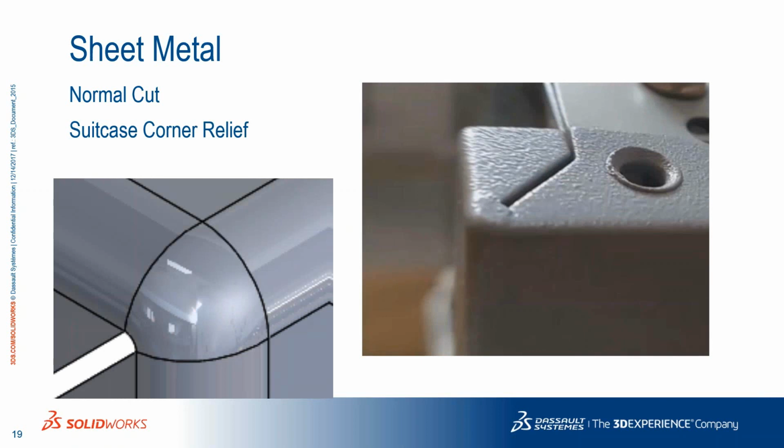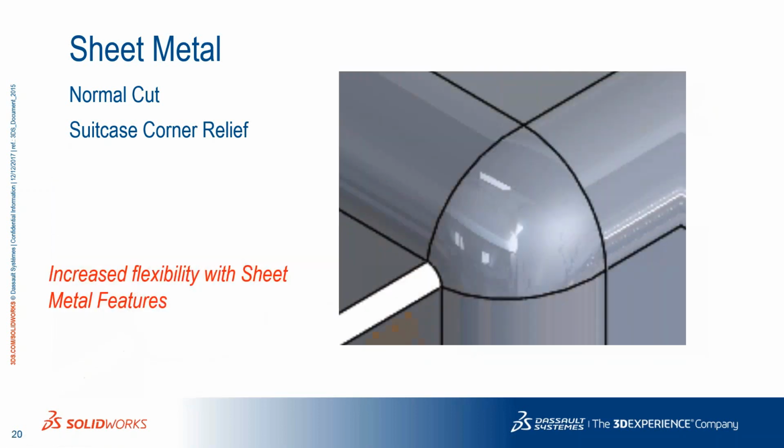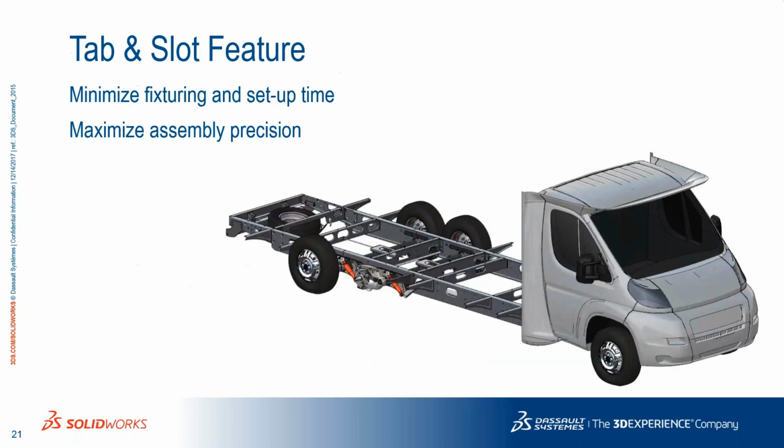There's a new 3-corner relief in the suitcase corner relief. These are very commonly found on computer cases. It gives a little spherical amount of material in the corner. So these can now be created within sheet metal. And this is an increased flexibility with the sheet metal features.